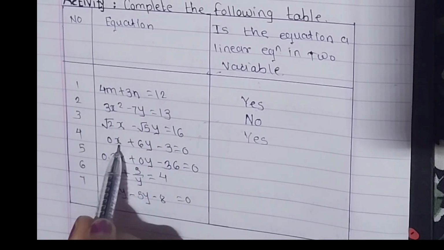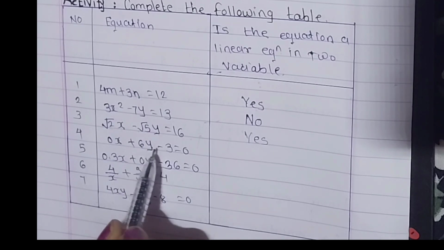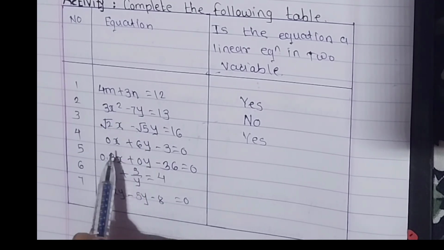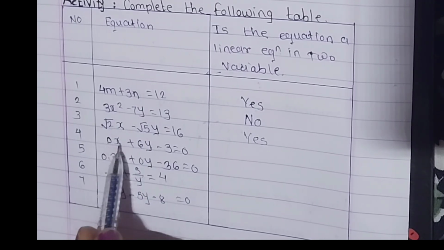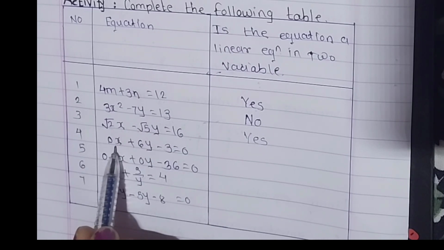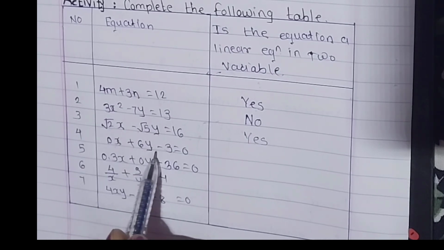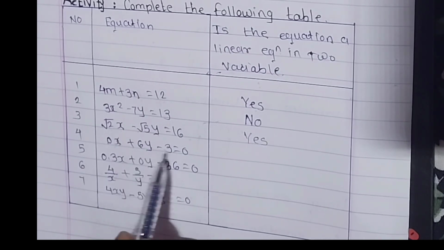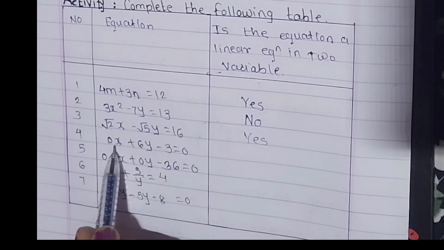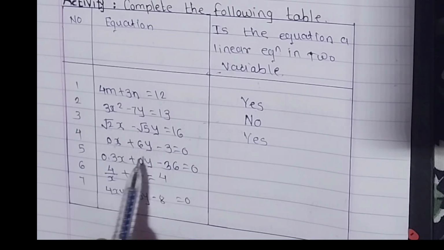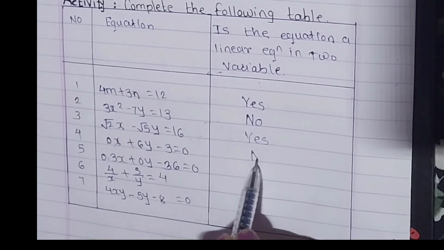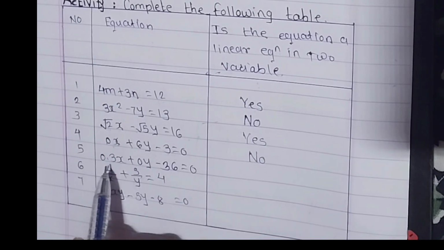Now in the fourth example, 0x plus 6y minus 3 equal to 0. Here 0x means this whole term is 0. So the equation is only 6y minus 3 equal to 0. So this is not a two variable equation. Hence we write here no, it is not a linear equation in two variables.